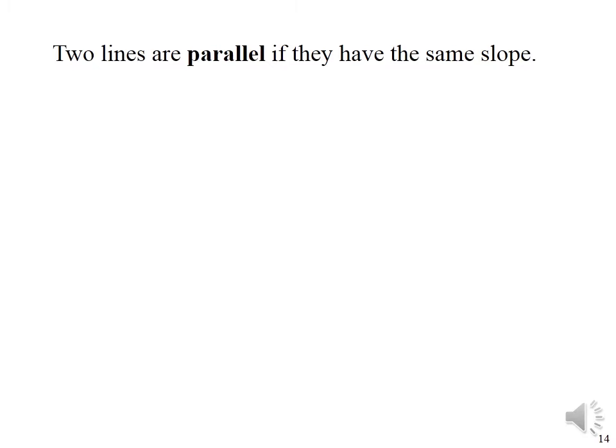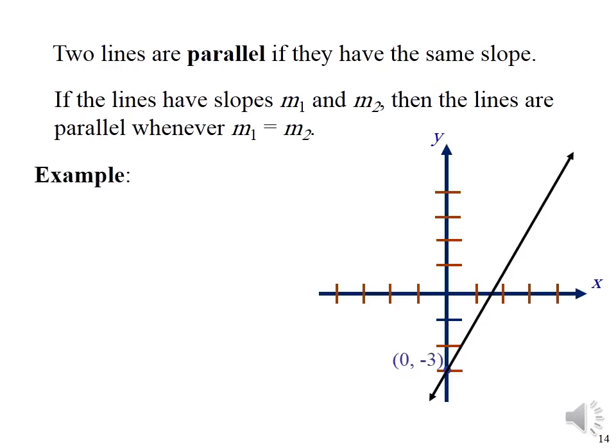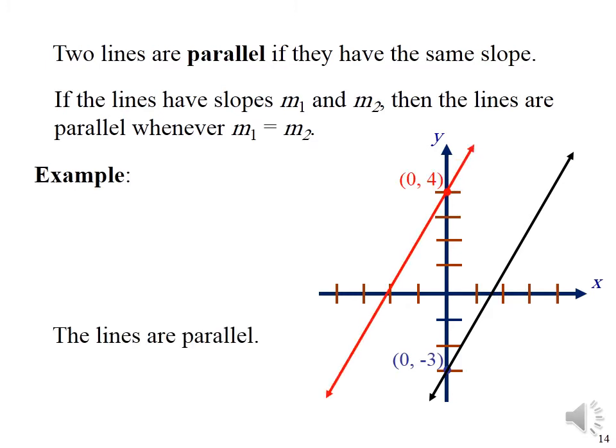How to find the relation between the slopes of two parallel lines? That means we have two parallel lines and we need to find the relation between the slope of the first and the slope of the second line. First, draw the two lines. We have two parallel lines and we need to find the relation between their slopes.